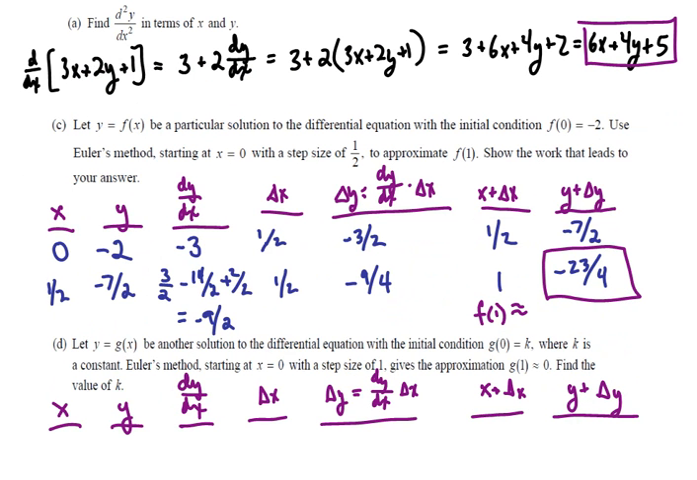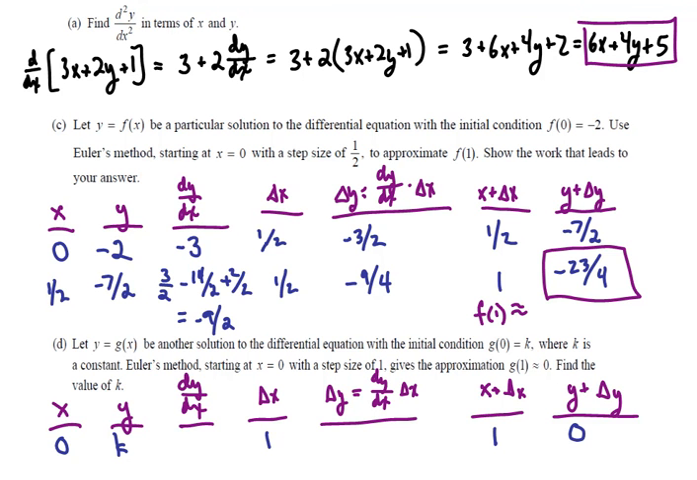Okay, so part D, we have another Euler's method here. We have another function that's going to be a solution to the differential equation. And you have the initial condition that g of 0 is equal to k. So that means x is 0 and y is k. And starting at x equals 0 with a step size of 1, we get an approximation of g of 1 is equal to 0. So with a step size of 1 means my delta x is going to be 1, and my approximation of g of 1, which means my ultimate x plus delta x, will be 1, and that value is equal to 0.